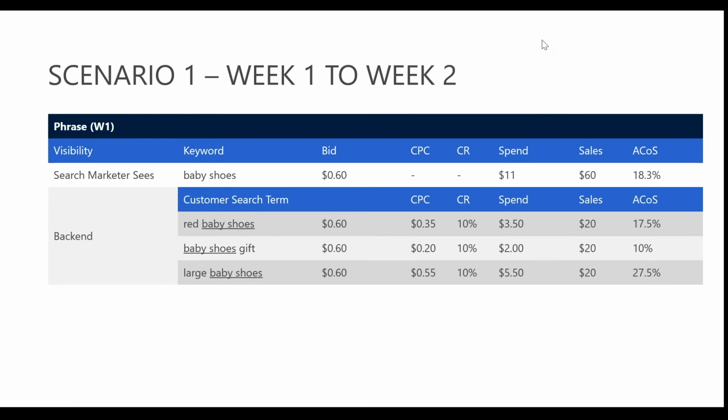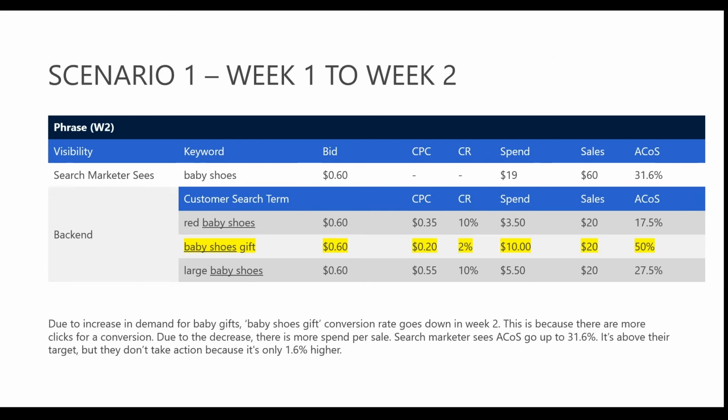Same table. But week 2, let's say there's an increase in demand for baby gifts, baby shoes gifts. The conversion rate goes down. There's more clicks to get an order. It's becoming more competitive, right? So for this search term right here, conversion rate goes down. We're spending more to get an order. So this one, ACoS goes up to 50% because we're now spending $10 for a $20 sale.